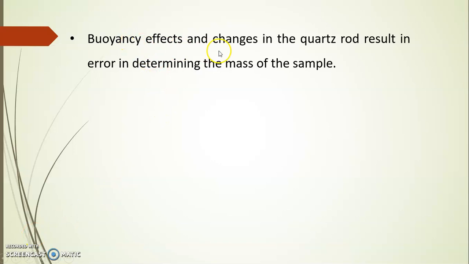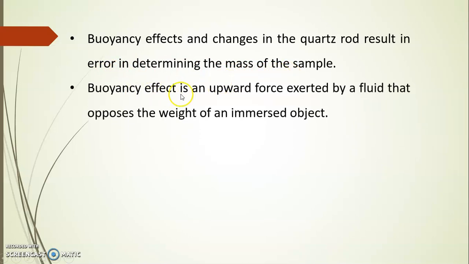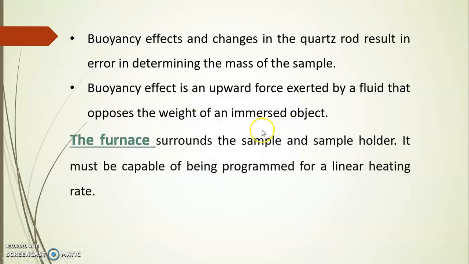So buoyancy effects and changes in the coarse rod result in error in determining the mass of the sample. Buoyancy effect is an upward force exerted by a fluid that opposes the weight of an immersed object.